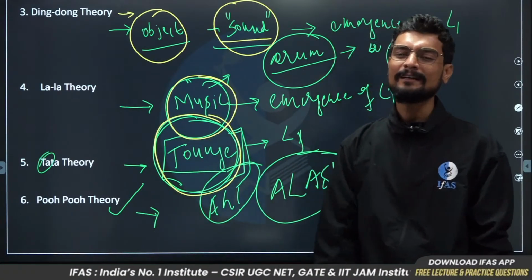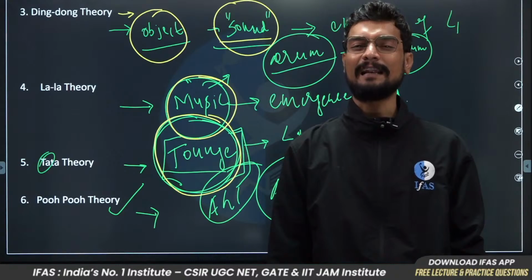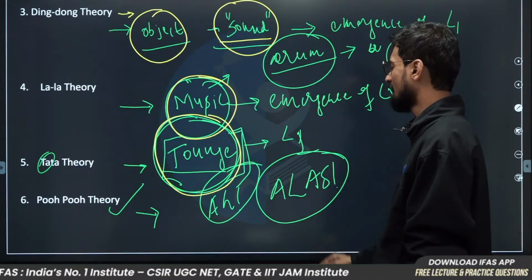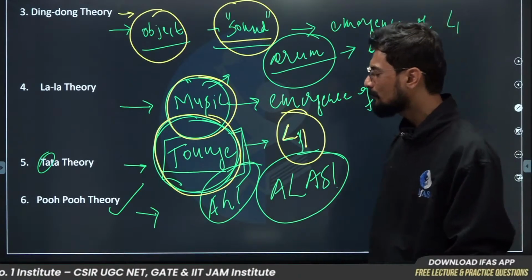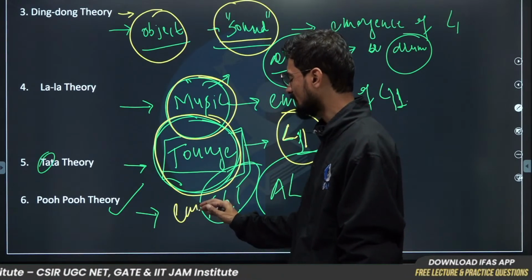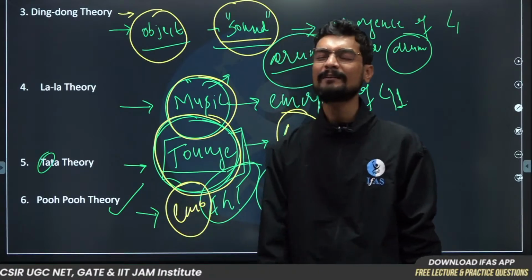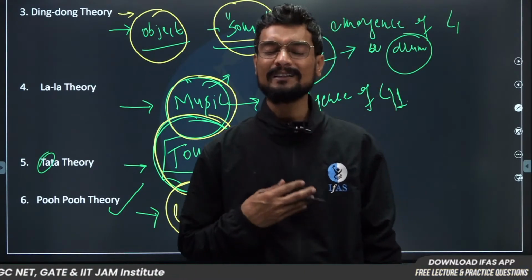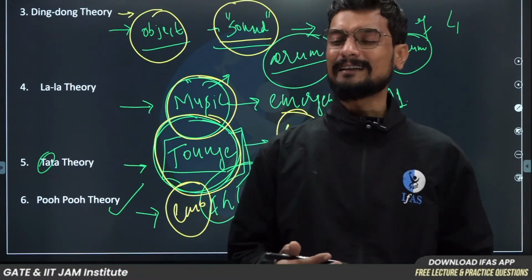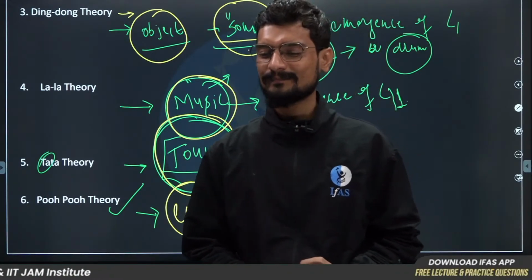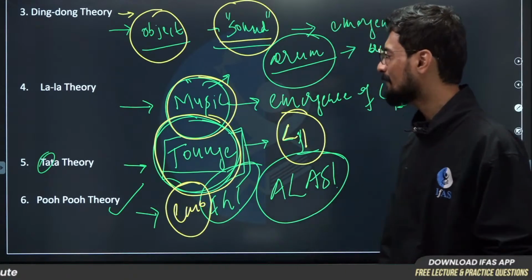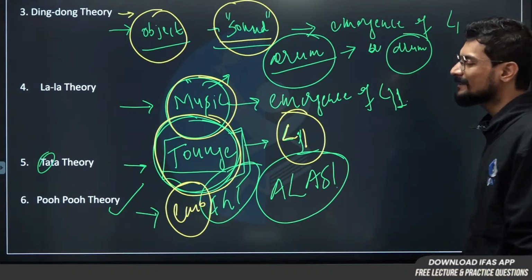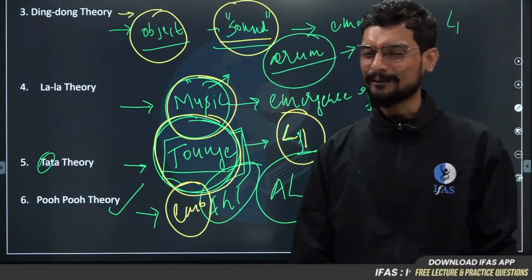Whenever human beings moved their tongue, a kind of language was produced, and from there we have seen the emergence of this L1 language. Now the next one, the poo-poo theory, which says the emotions that human beings felt were expressed through that kind of language. We can say this is the emergence of, yeah, sounds like Winnie the Pooh. So these kinds of questions are very frequent in your examination.